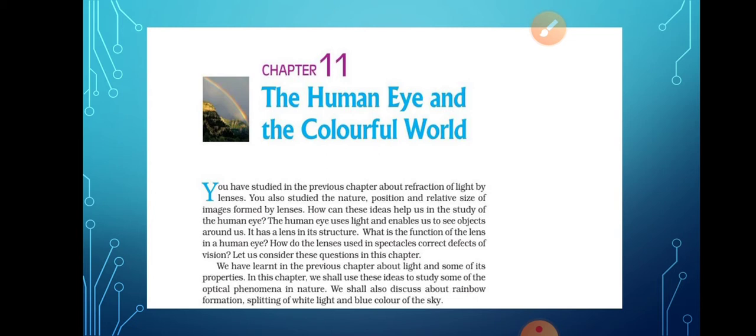So we will start with the human eye, and gradually we will develop the concept. First we will discuss human eye, then what are the defects in a human eye, that we will discuss, and then gradually we will develop for rainbow and sky.